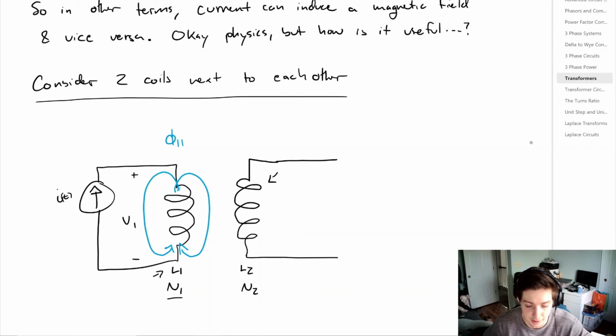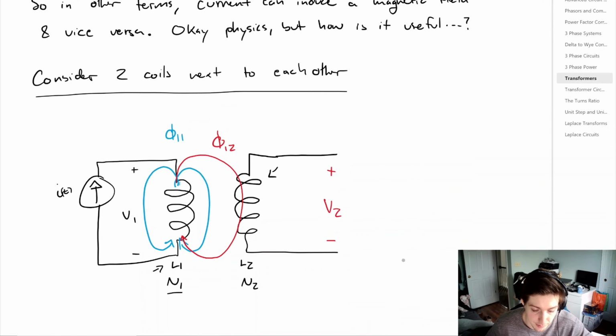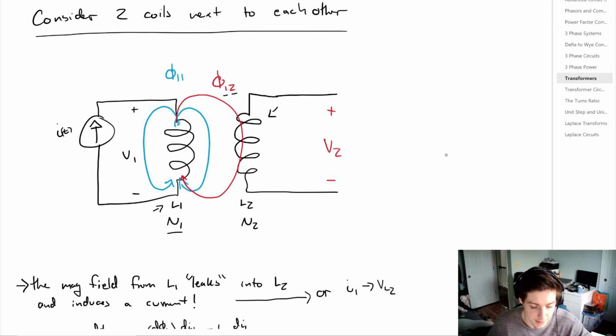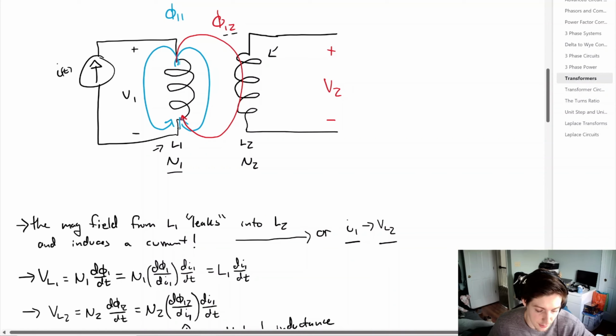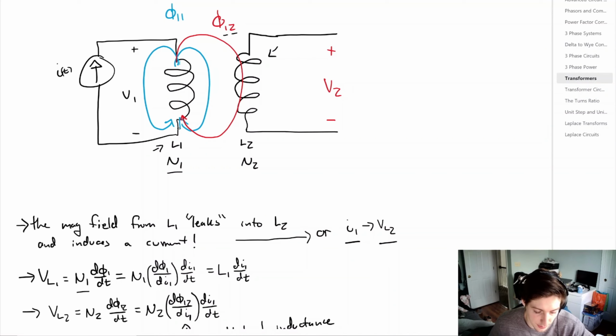But if we have this condition, then we have the magnetic field from coil 1 getting induced into coil 2, which creates a voltage. So what we can loosely say is that the magnetic field from L1 leaks into L2 and induces a current, or I1 produces some voltage via L2. And what we can say is that the voltage over inductor 1 is equal to N1 times the time derivative of the first flux, where in this case φ1 is simply going to equal φ11. And we can also express that as the inductance times di1/dt.